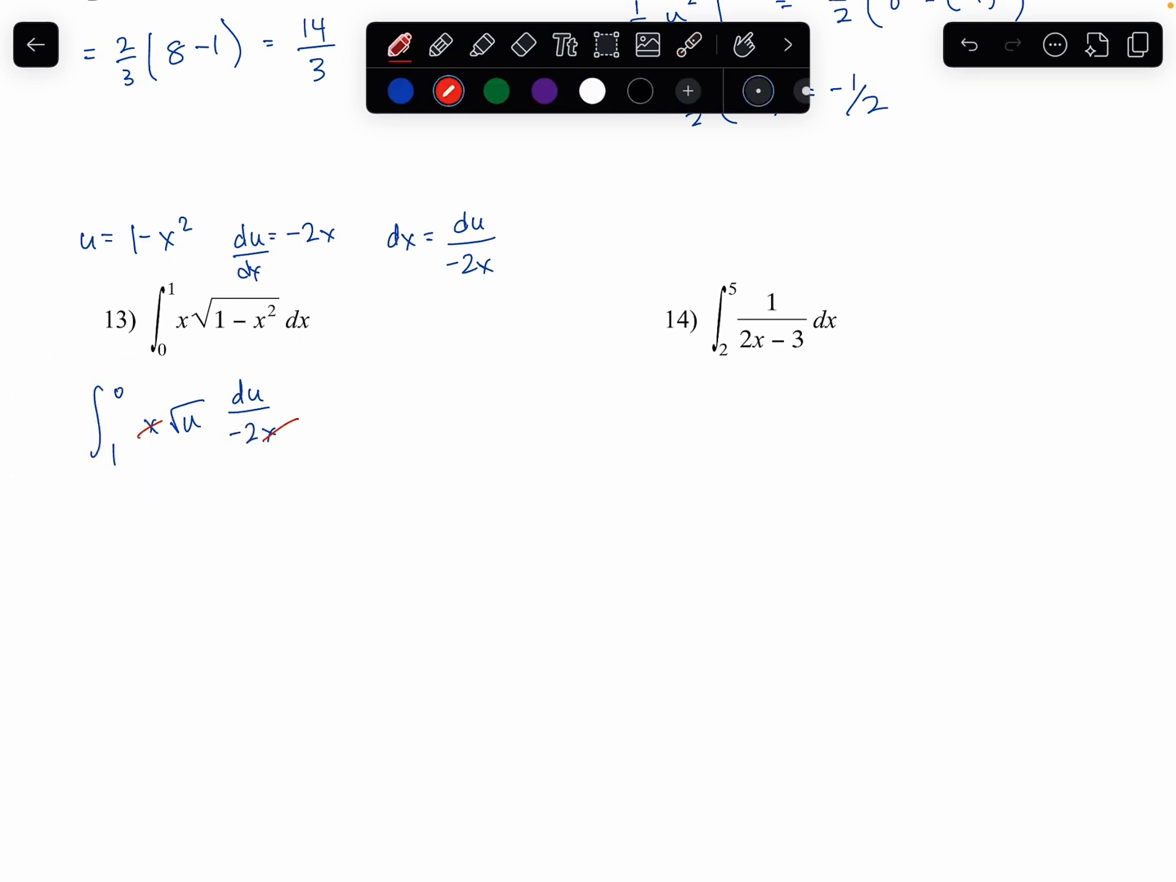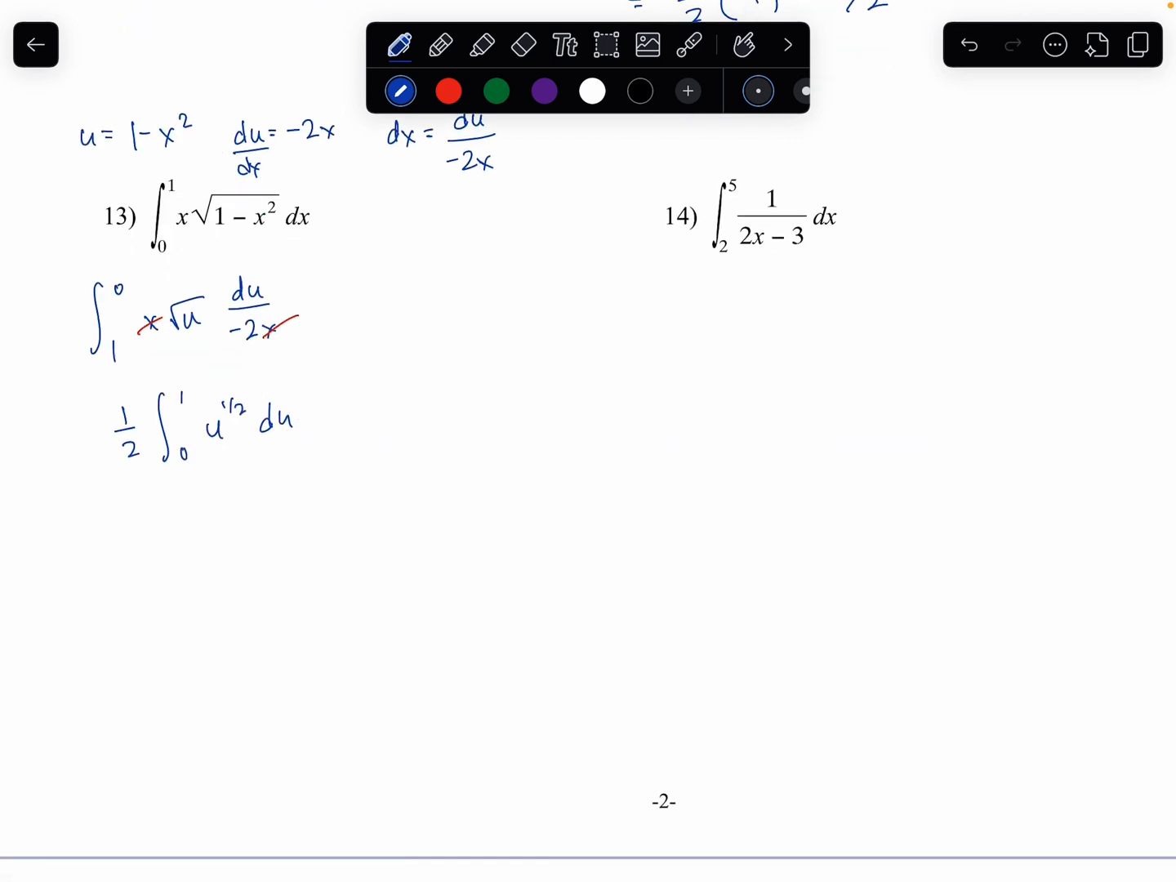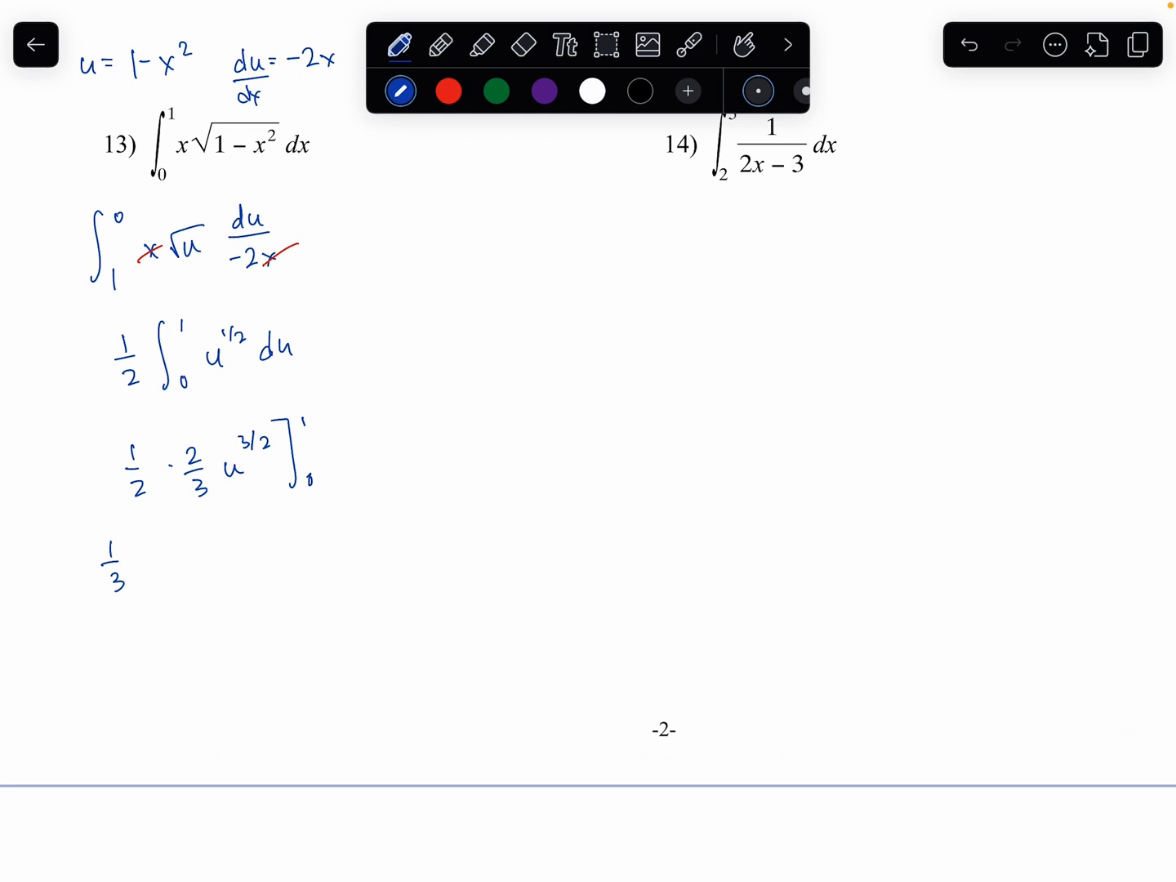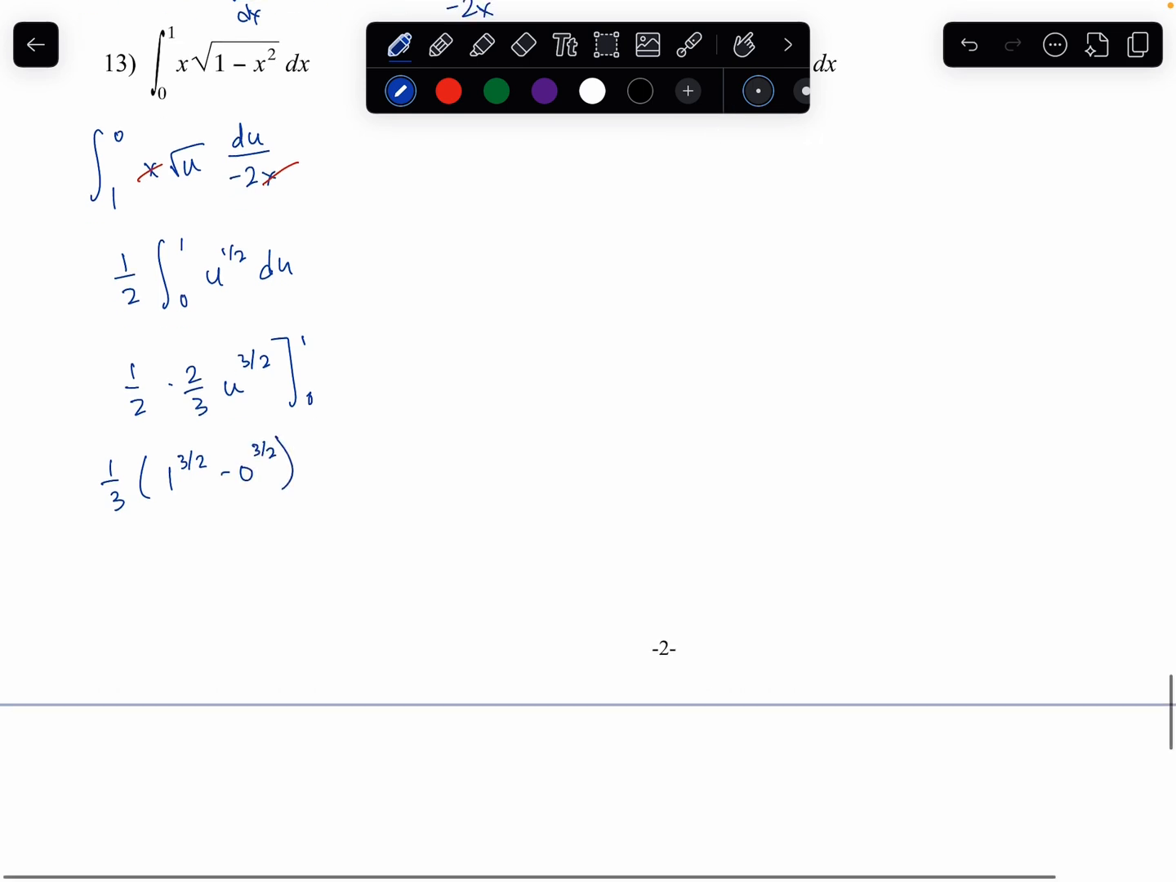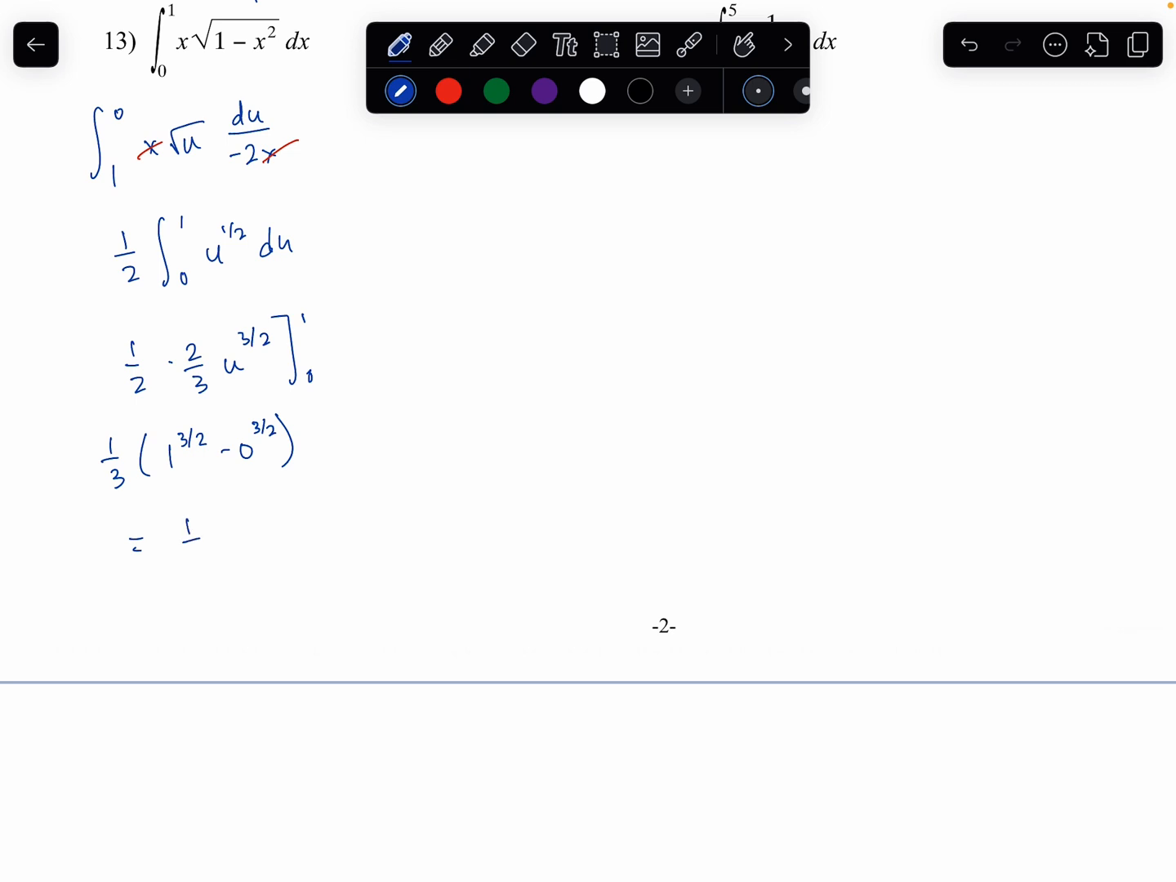So this will just be 1/2 integral from 0 to 1 of u to the 1/2 power du. The antiderivative of u to the 1/2 is 2/3 u to the 3/2. From 0 to 1, so that would be 1/3 when I multiply these together, and then I'll do 1 to the 3/2 minus 0 to the 3/2, and then that's going to be equal to 1/3.